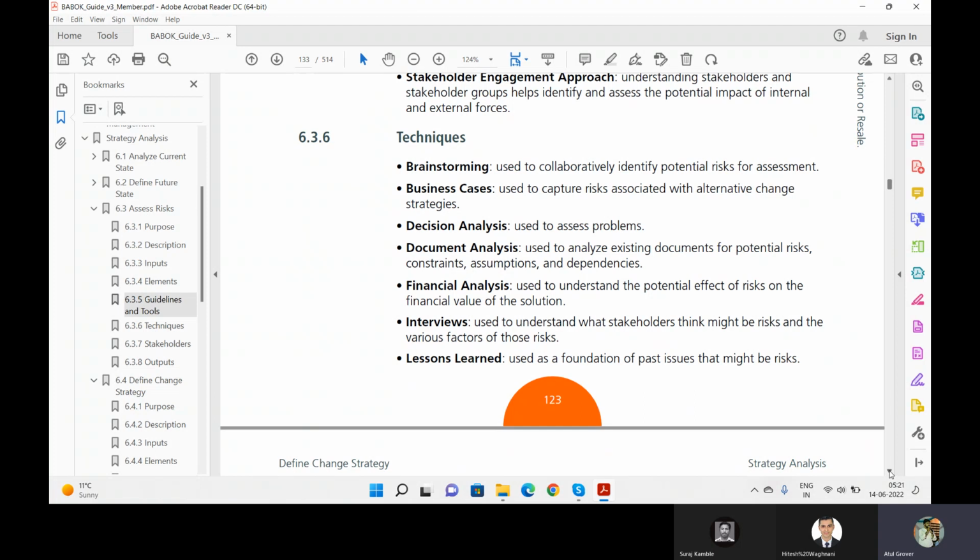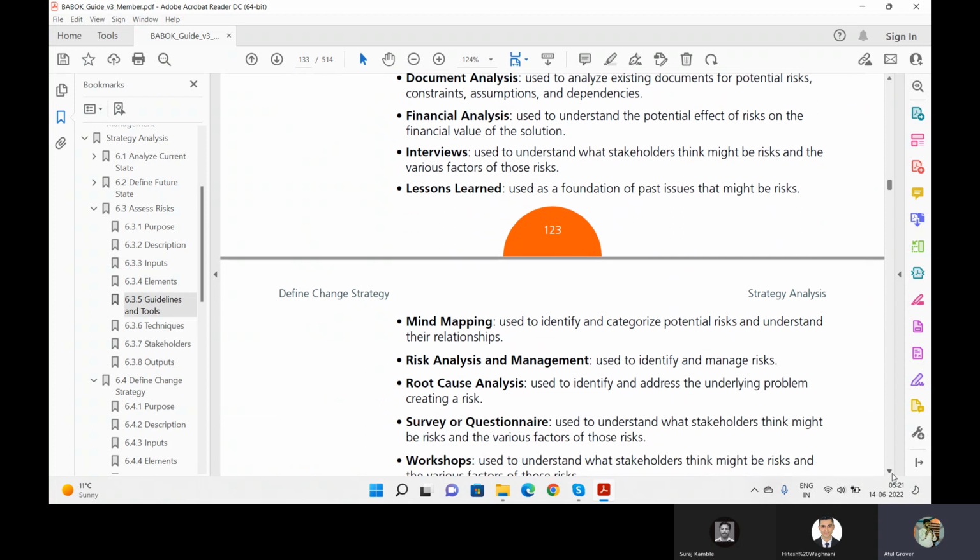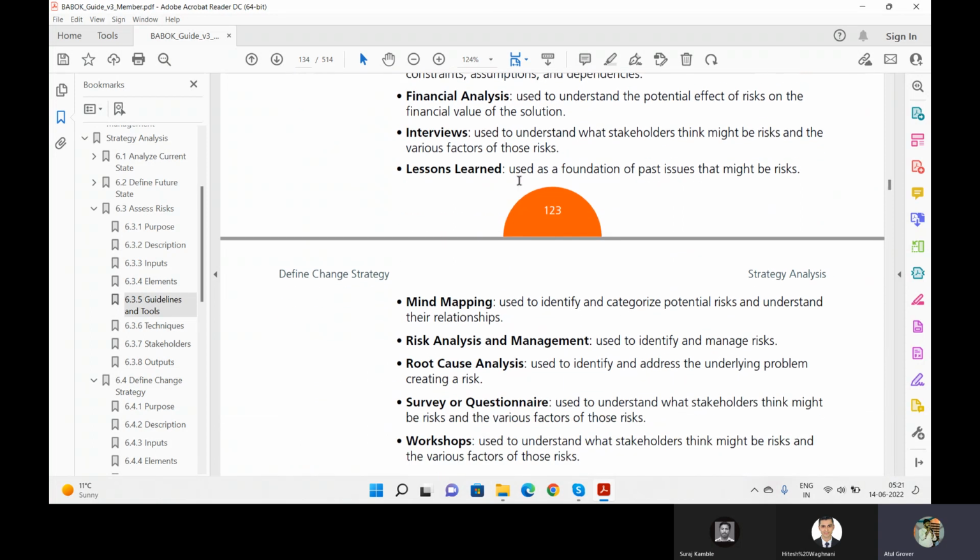Then decision analysis, like the decision tree we discussed. Document analysis, you can read the previous documentation. You can see the potential risk, constraints, assumptions, dependencies from the documentation part. Financial analysis, budgeting constraints. You can conduct interviews with people to understand what they think about this risk part. Lessons learned. The previous lessons which you learned, you can get the details from there. You can understand the facts from there. Mind mapping, the diagram. Risk analysis and management.